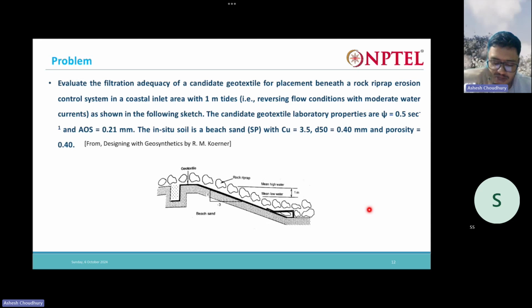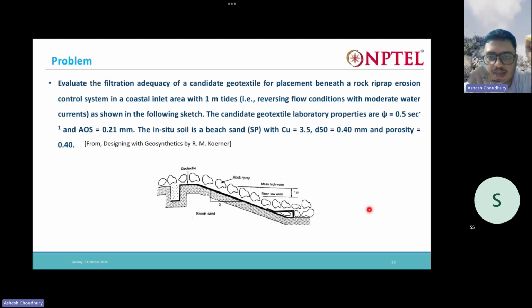So, evaluate the filtration adequacy of a candidate geotextile for placement beneath the rock riprap erosion control system in a coastal inlet area with 1 meter tide. So the height of the tides that we generally have is 1 meter, with reversing flow conditions and moderate water current, as shown in the following. When we have high tides, the water is high; at low tides, the water height is going to reduce.